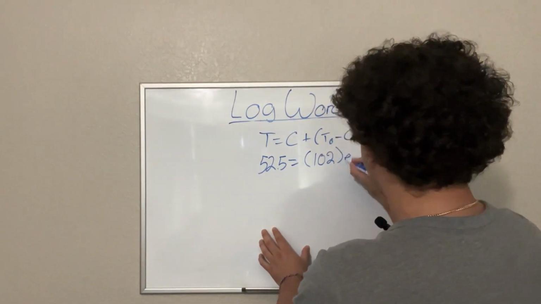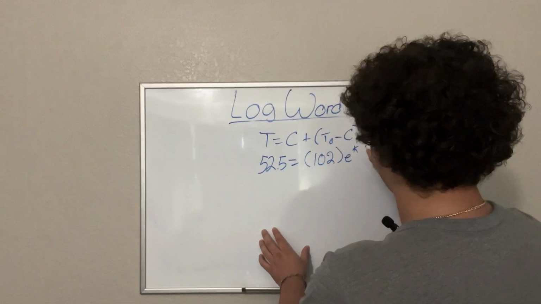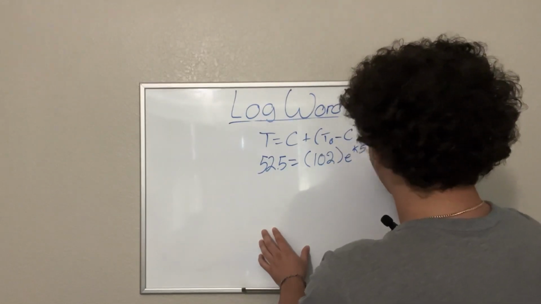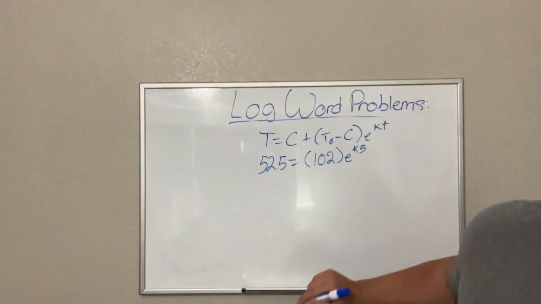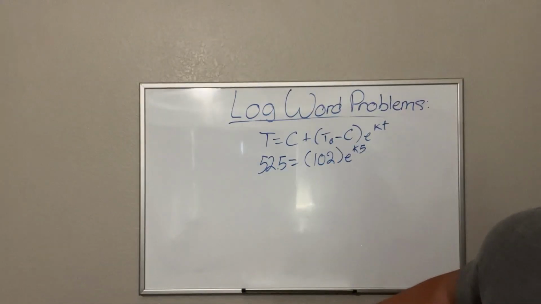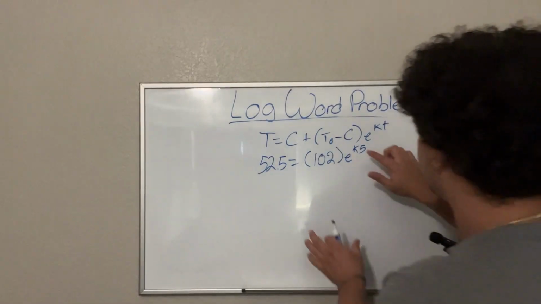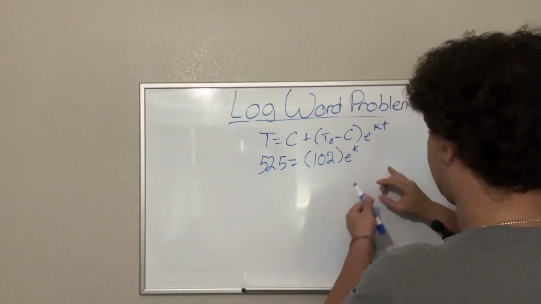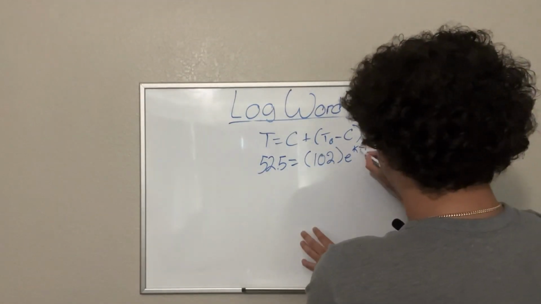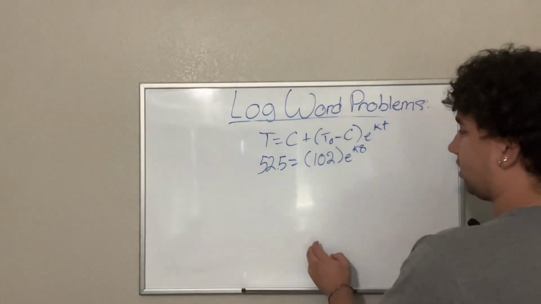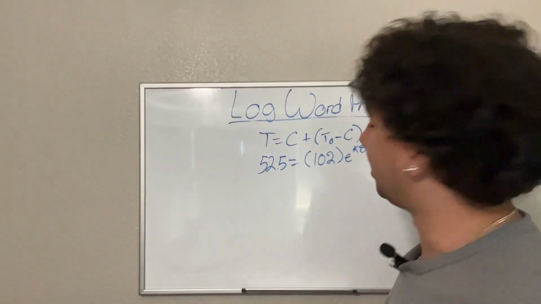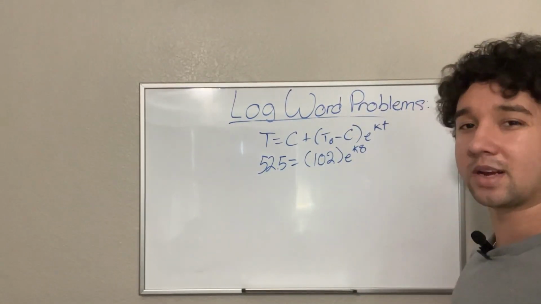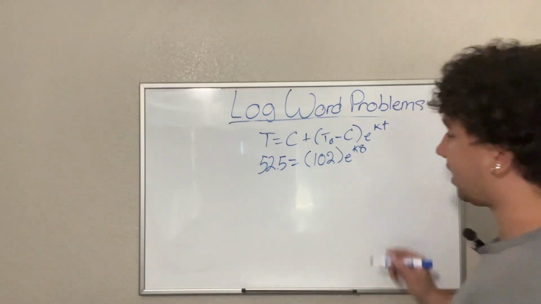102 e to the k, and then in this case, I think it's 5 again, right? I might be tripping, it might be 8. Yep, 8. Just kidding. All right, so now, here we go again. A little bit different, but kind of the same idea. I've got to solve for k here.